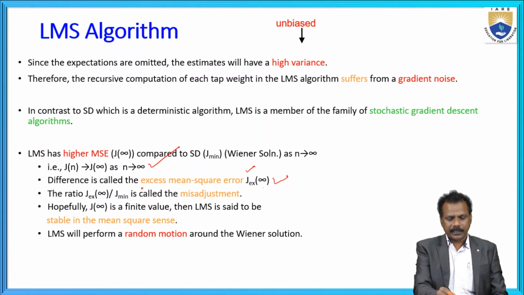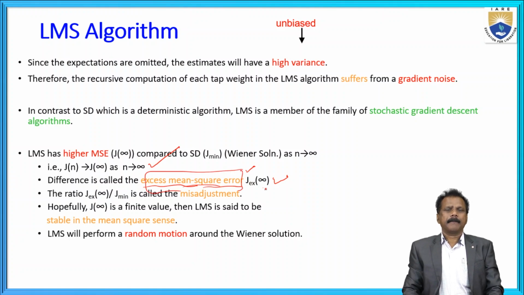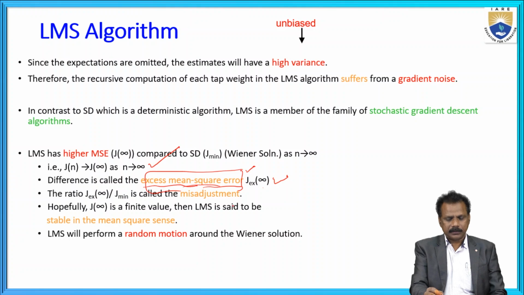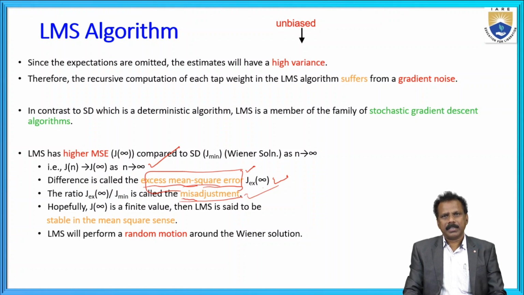This is excess mean square error. The ratio of J excess of infinity by J minimum is called the misadjustment. Hopefully, if J of infinity is a finite value, then the LMS, least mean square algorithm, is said to be stable in the mean square sense.